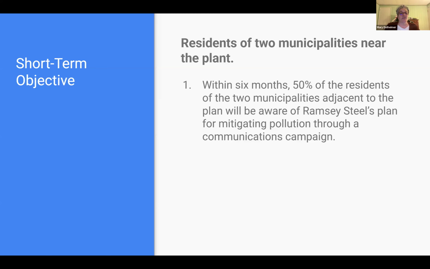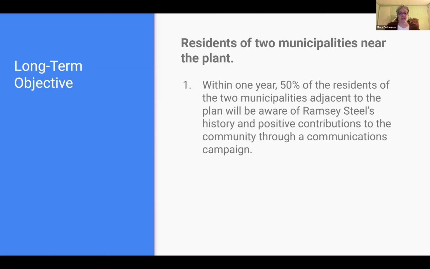And then we were also asked to do a long-term objective. That is, within 1 year, 50% of the residents of the 2 municipalities adjacent to the plant will be aware of Ramsey Steel's history and positive contributions to the community through a communications campaign.